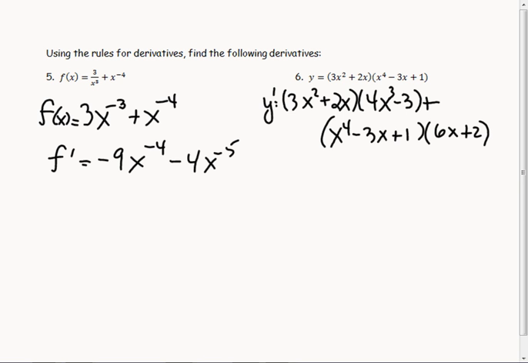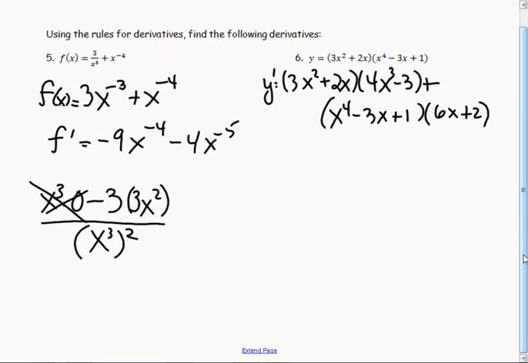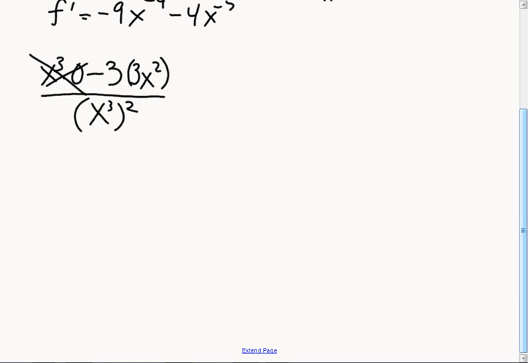If you do the quotient rule in number 5, you can. It's x cubed times 0 minus 3 times 3x squared over x cubed squared. Well, that's 0. And so if you simplify, you don't believe me that it's the same, it's the same. Pardon? You can use the quotient rule. It's negative 9x squared over x to the 6th. And then you could reduce that. It's negative 9 over x to the 4th, which is negative 9x to the negative 4th.